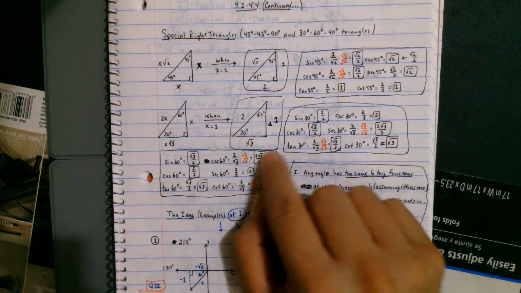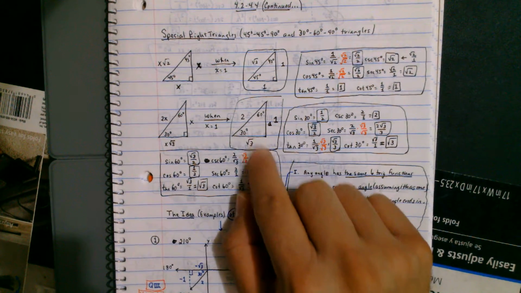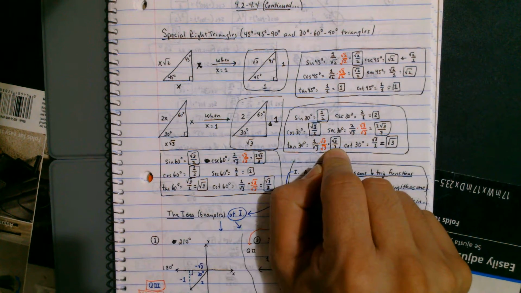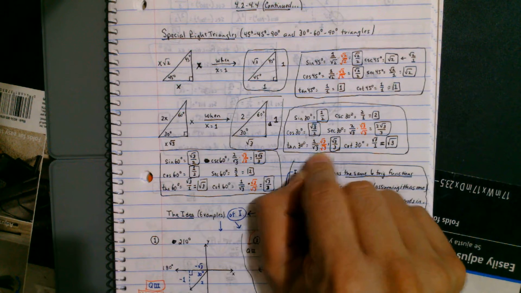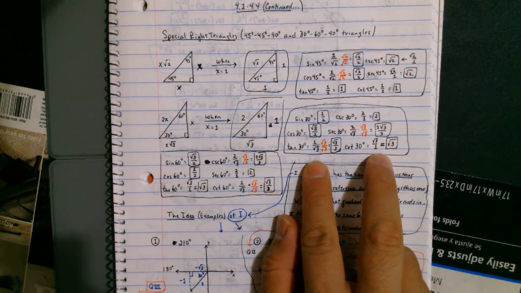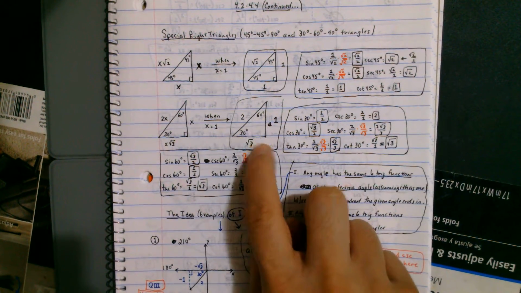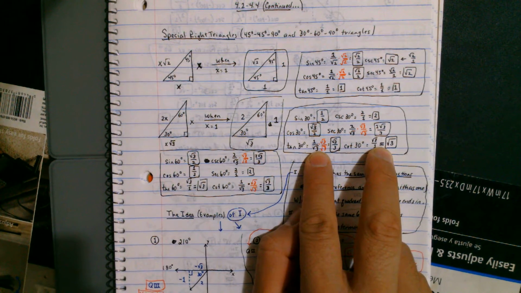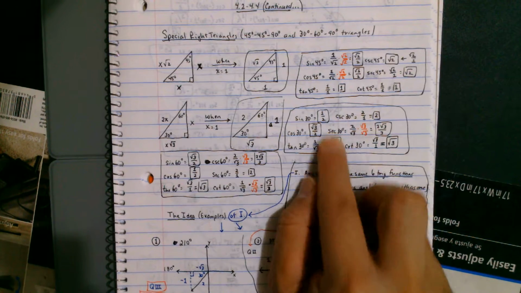Tangent is opposite 1 over adjacent, TOA, square root of 3. So multiply by square root of 3 over square root of 3, excuse me. You multiply, the bottom is just 3, the top is just square root of 3. Cotangent is the reciprocal, or adjacent over opposite, which is the reciprocal of 1 over square root of 3, which is square root of 3 over 1, which is square root of 3. So these are the 6 trig values of 30.